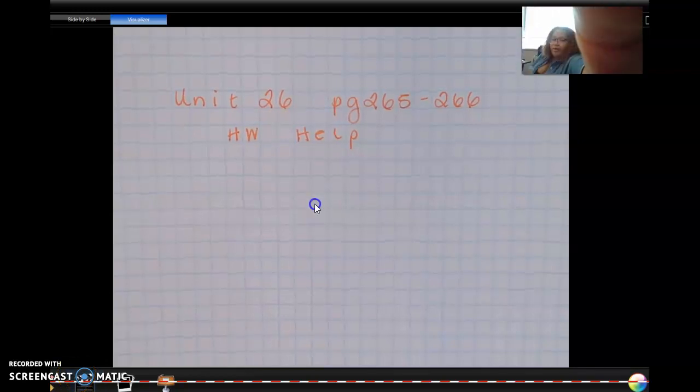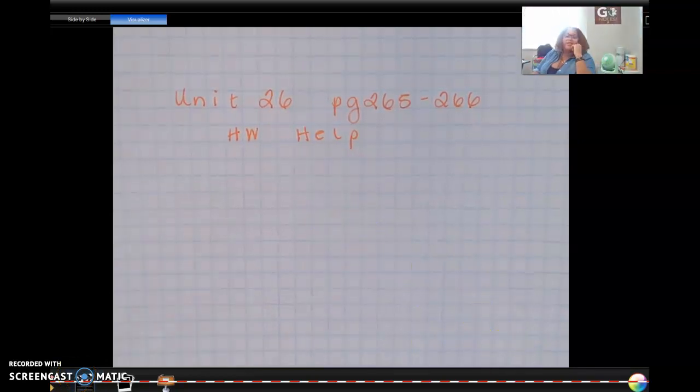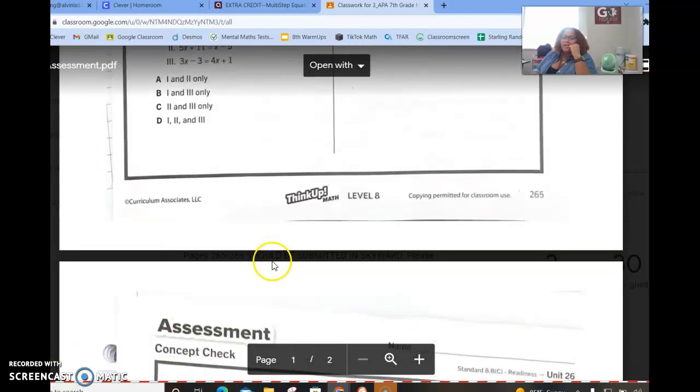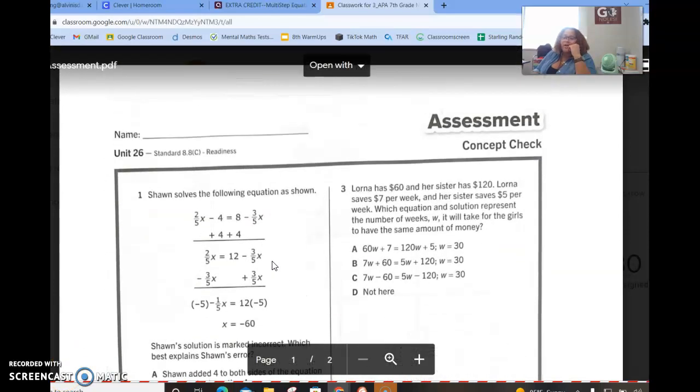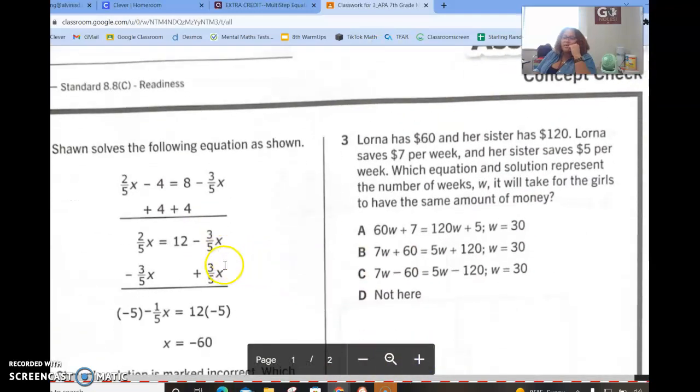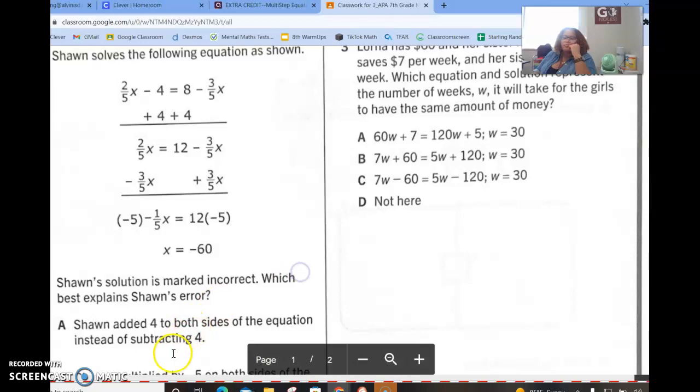All right, so we're doing page 265 and 266. Okay. Okay, 265 first. Hold up. Why don't you take out 265 first, since that's where we're at.